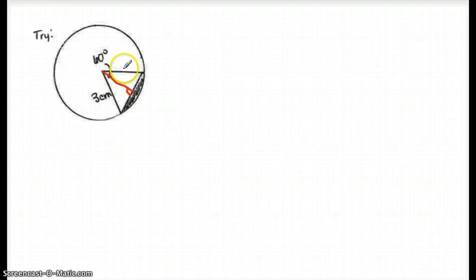And remember, because these two radii are congruent, the original big triangle is an equilateral triangle, so you do know the base length here is also 3 centimeters. So armed with that knowledge, go ahead and see if you can calculate the area of that segment of the triangle.